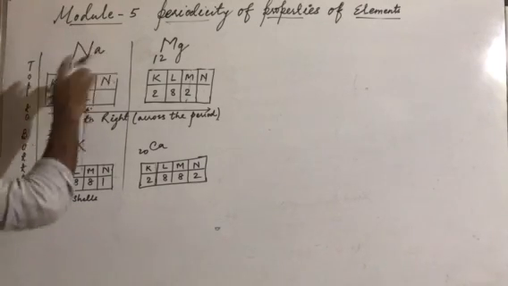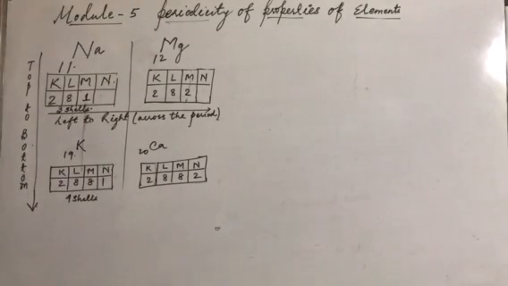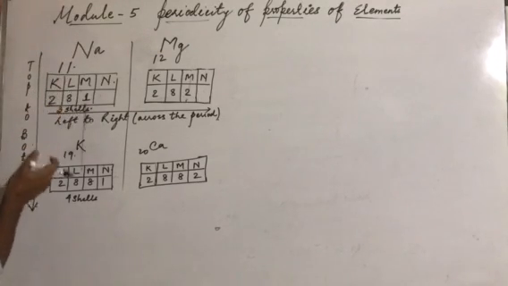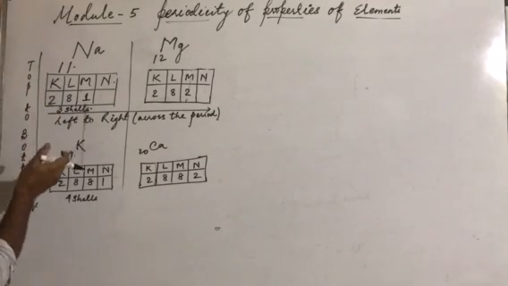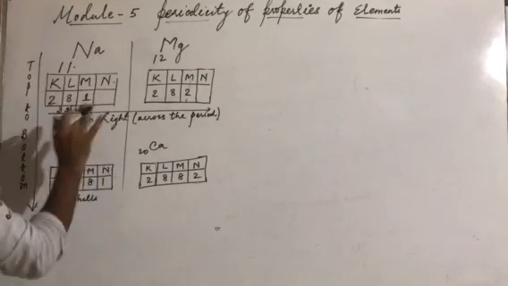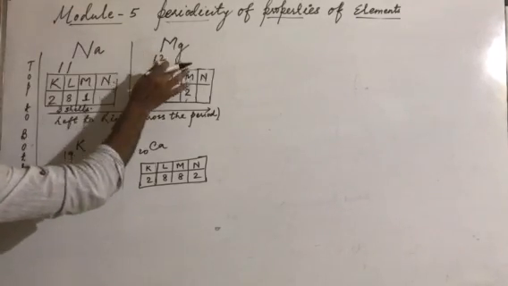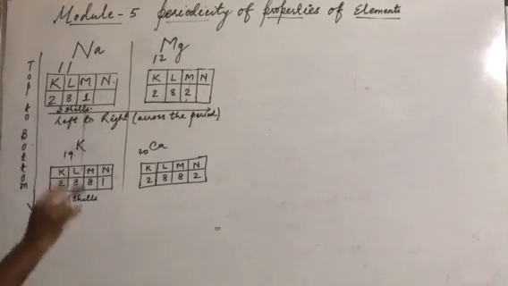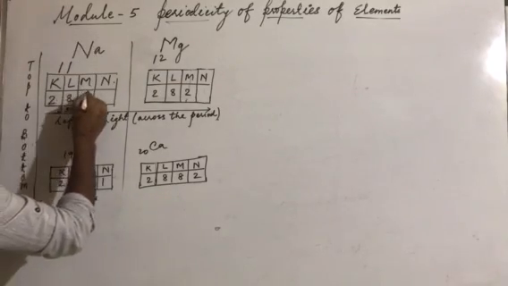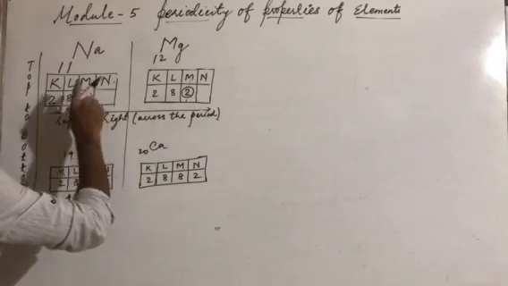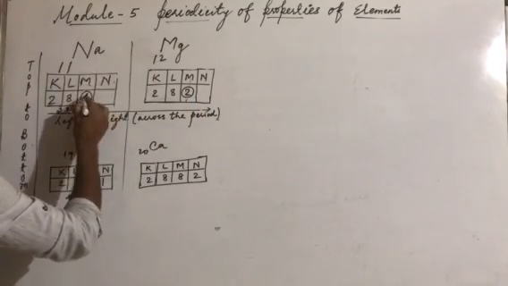Next, if we move from left to right across the period. From this it is very clear that as we move from top to bottom, the atomic size increases. Now let us take the example of sodium and magnesium. Here also, as we move from left to right across the period, the atomic number increases. Here it is 11, in the next it is 12. But the important thing is that the number of protons increases here.